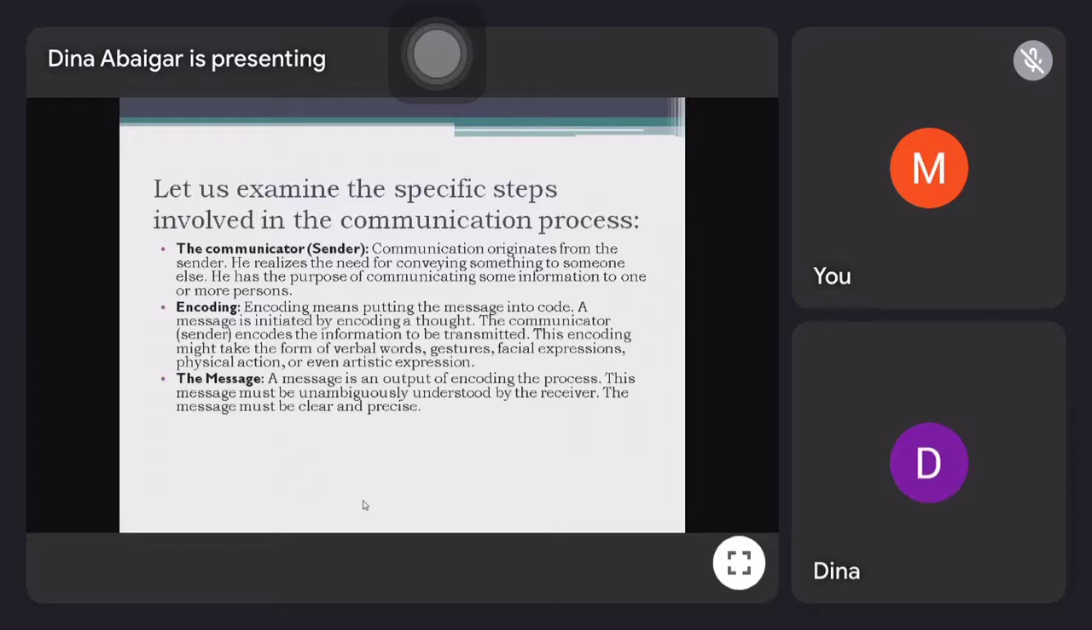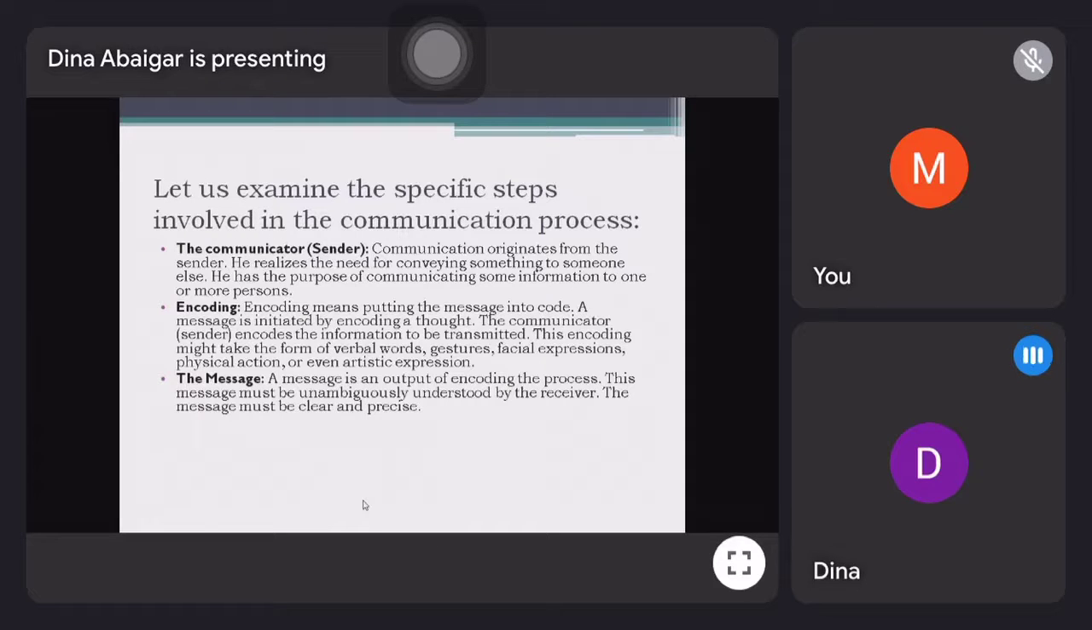Encoding. Encoding means putting the message into code. A message is initiated by encoding a thought. The communicator or sender encodes the information to be transmitted. This encoding might take the form of verbal words, gestures, facial expressions, physical action, or even artistic expression. The message. A message is an output of the encoding process.